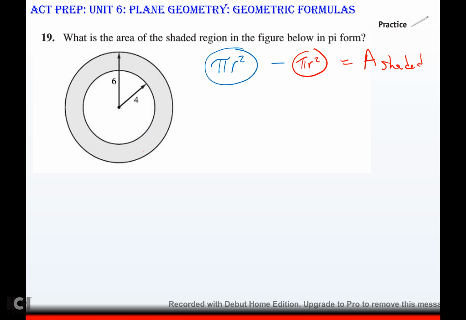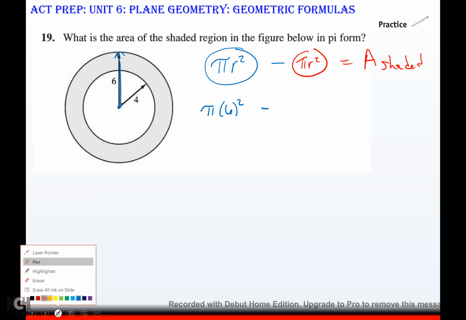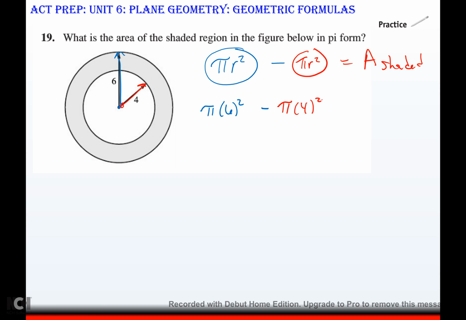Alright, so in my big circle, it has a radius of 6. So this is going to be pi times 6 squared minus my smaller circle has a radius of 4, so that's going to be pi times 4 squared. Well, that's going to be 36 pi, and that's going to be 16 pi. And again, they just want it in terms of pi, so that's going to be a total of 20 pi units squared is the area of the shaded region.